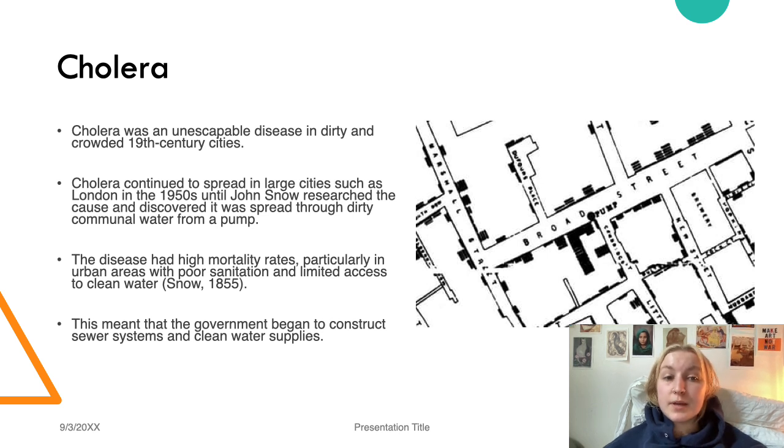This meant that the government began to construct sewer systems and clean water supplies, and the enforcement of hygiene factors played a significant role in reducing the incidence of cholera and improving public health conditions in the 1850s.